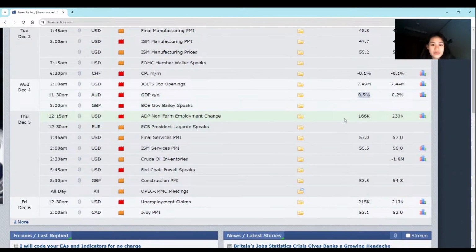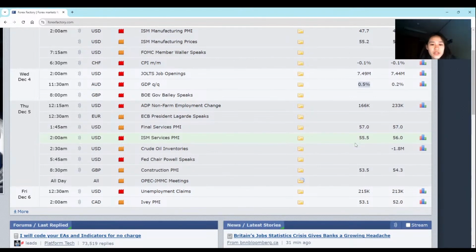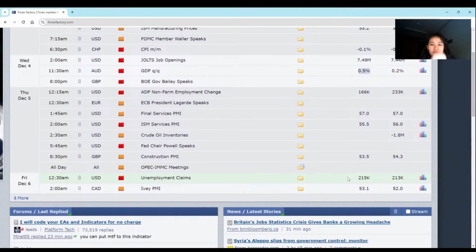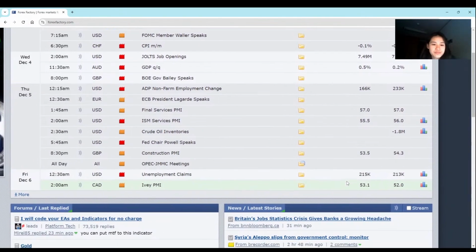On Thursday, we have the ADP non-farm employment change, Euro ECB President Lagarde speaking, US final services PMI, ISM services PMI, crude oil inventories, Fed Chair Powell speaking, in the UK construction PMI, and OPEC meetings. And on Friday, we have US unemployment claims and the IVEY PMI.